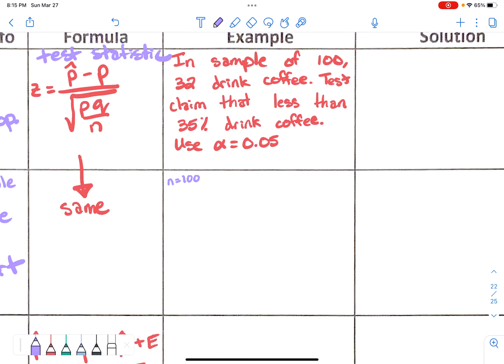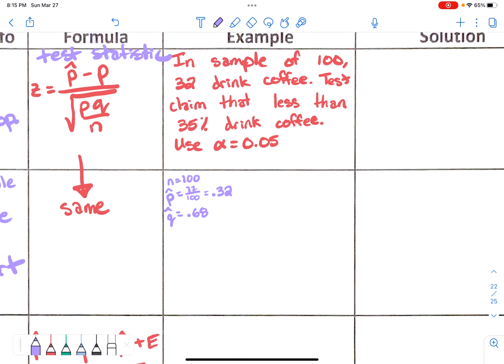Well, that doesn't give me anything, but I do know from that information that P hat is 32 over 100, which is 0.32, or 32%. Then I can calculate what Q hat is. I will eventually need that at some point. That is going to be 0.68. And then let's continue reading.